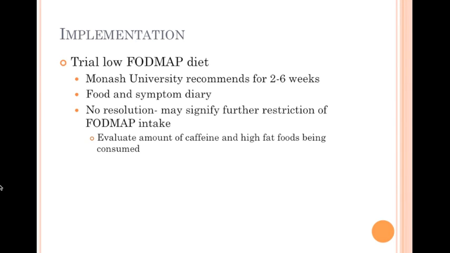The patient should trial a low FODMAP diet for about 2 to 6 weeks to see if they experience a significant reduction in symptoms. It's important to have the patient keep a food log and food and symptom diary or journal throughout the process in order to correlate specific foods with GI distress. If there is no resolution in symptoms during this time, this may signify further restriction of FODMAPs is needed or further evaluation of the patient's diet is necessary. As found in the research discussed in presentation 1, not all participants will respond to a low FODMAP diet.